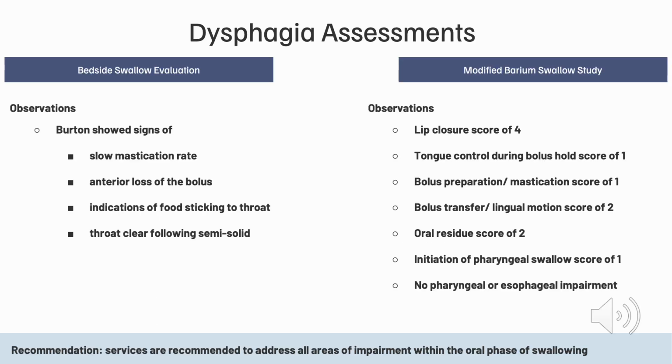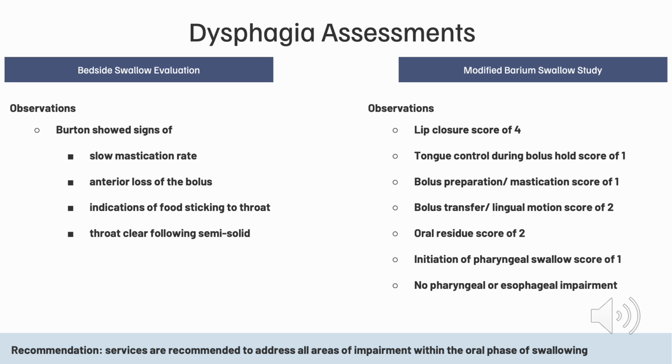In order to ensure that we assessed all potential areas of concern, we did a bedside swallow assessment. This revealed that Burton had a slow mastication rate with semi-solids and solids, and he complained of these foods sticking to his throat. Anterior loss of the bolus was present with normal cup sips following his solid intake. A throat clear was also noted many moments following his semi-solid intake. In order to identify a more accurate etiology of these issues, a modified barium swallow study was ordered by the physician.